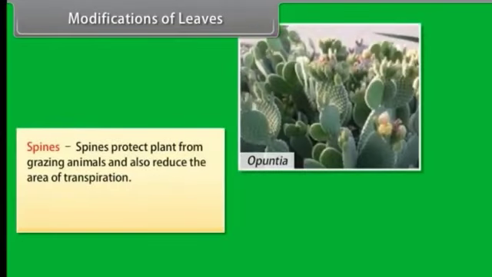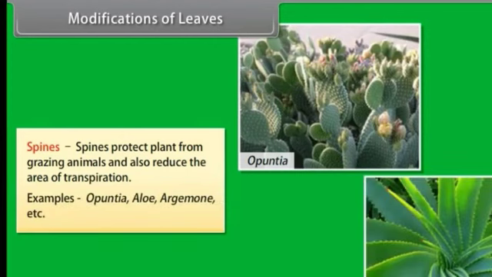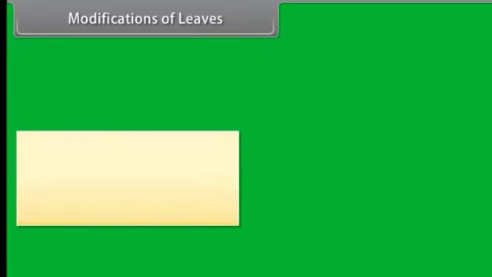Apart from the tendrils, we also see leaf spines, which are pointed structures that prevent transpiration, thereby reducing water loss. You can see them in Opuntia, aloe vera and cactus.